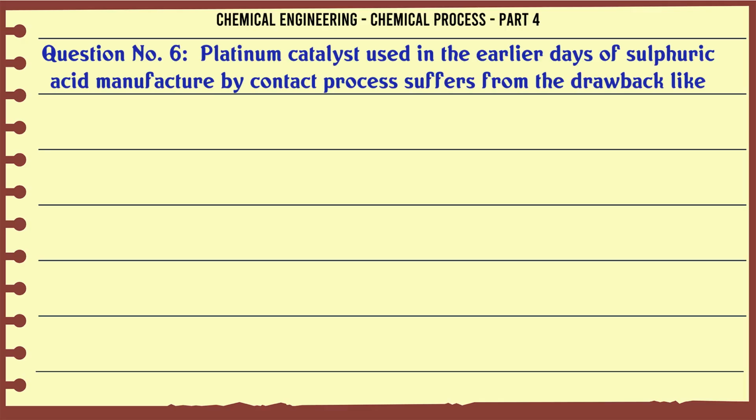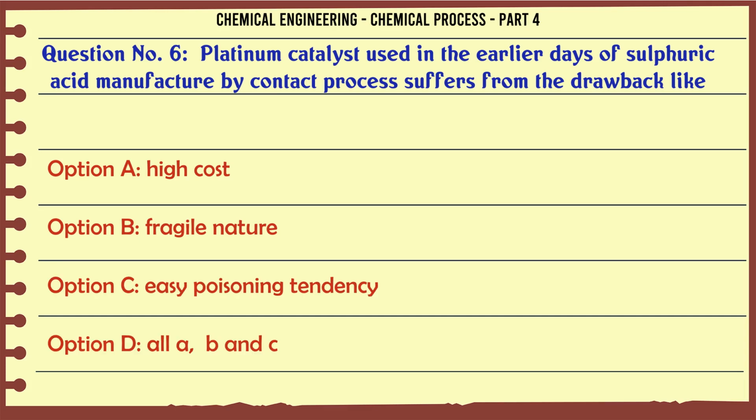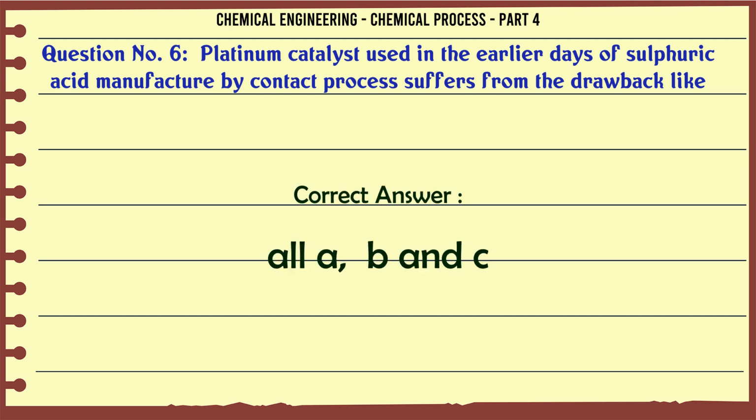Platinum catalyst used in the earlier days of sulphuric acid manufacture by contact process suffers from the drawback like A. High cost, B. Fragile nature, C. Easy poisoning tendency, D. All A, B, and C. The correct answer is all A, B, and C.